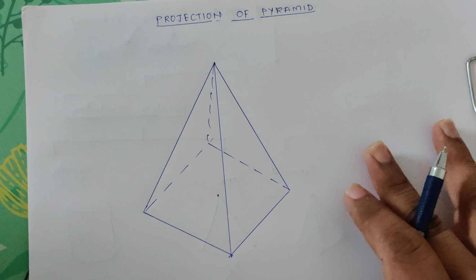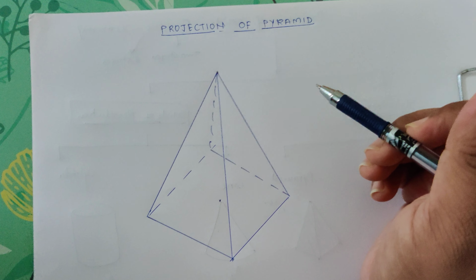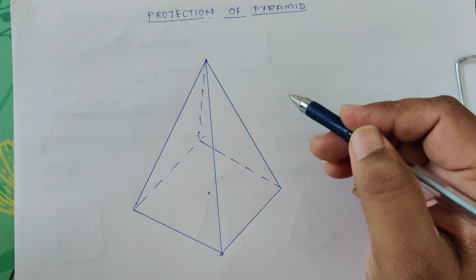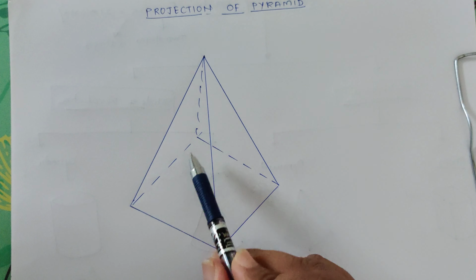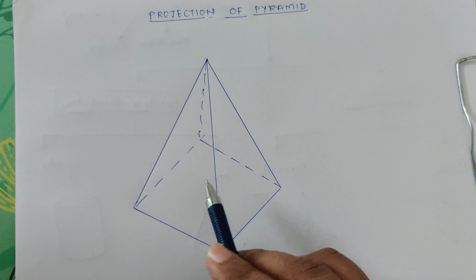Okay, now we'll see the projections of a pyramid. So to understand the basic concept of pyramid, here I'll consider a square pyramid. The name of a pyramid depends on the shape of its base. If the shape of the base is a square, then it is called a square pyramid.